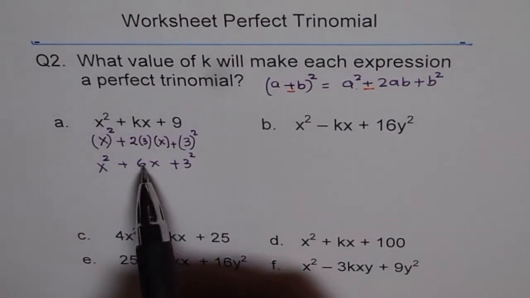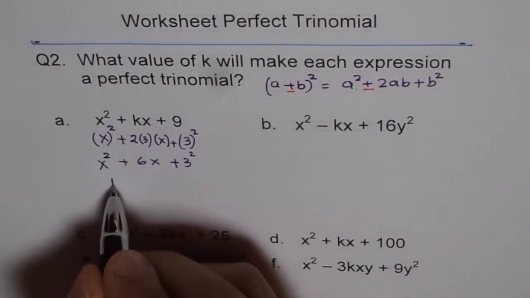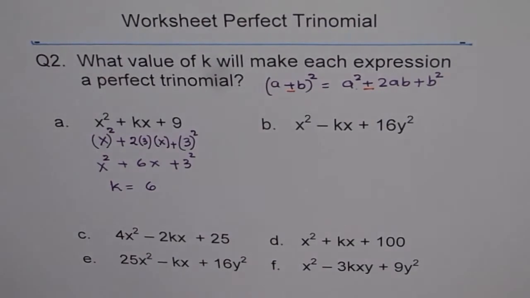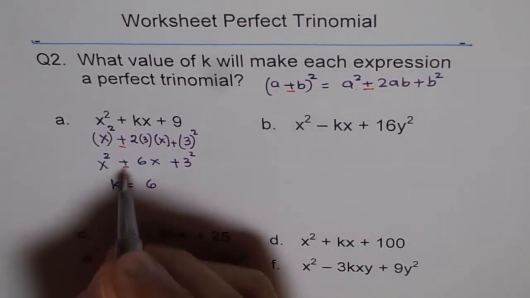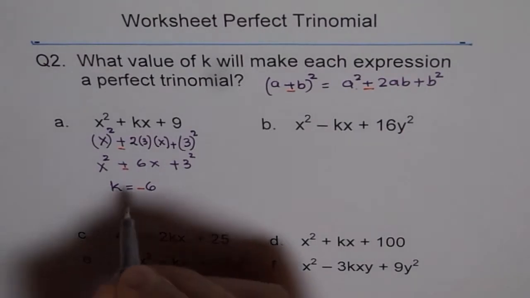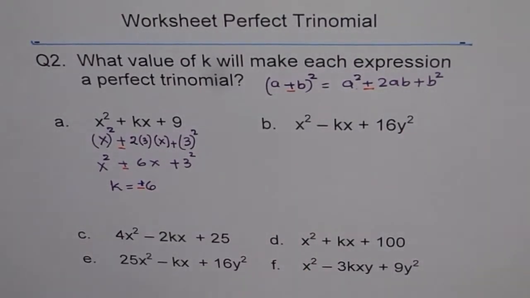Now if you compare these 2 equations, what do you find? You find that k should be equal to plus 6. Do you see that? That is what it is. But remember one thing, we could have had minus also here, right? If it was minus, then k would have been minus. So we have 2 answers for this. That is, k could be plus 6 or minus 6, right? So that is how we are going to solve these types of questions, right?